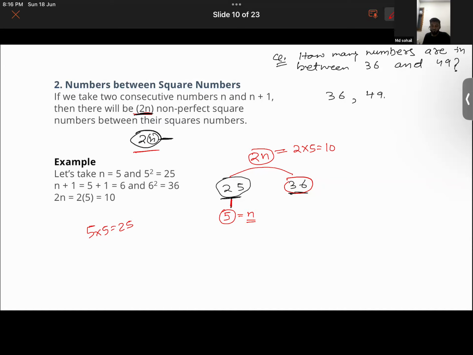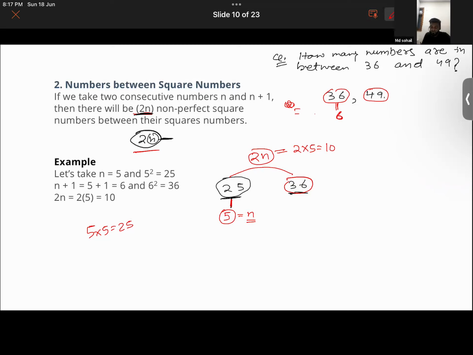Look, in the next question, the first number was 36, another square number was 49. So 36 is the square of which number? Six, sir. That's why I'm saying you guys need to remember the squares up to 15. So it is the square of 6 here.